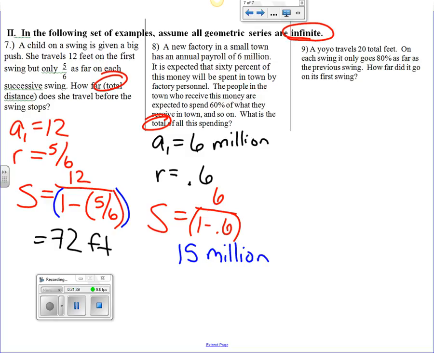Okay. Number 9, a yo-yo travels 20 total feet. On each swing, it only goes 80% as far as its previous swing. How far did it go on its first swing? Mason, what's something you know? Very good. 20 is the total, which means it is the sum. Yes, you said it exactly right. Autumn, what would be your R? Very good.